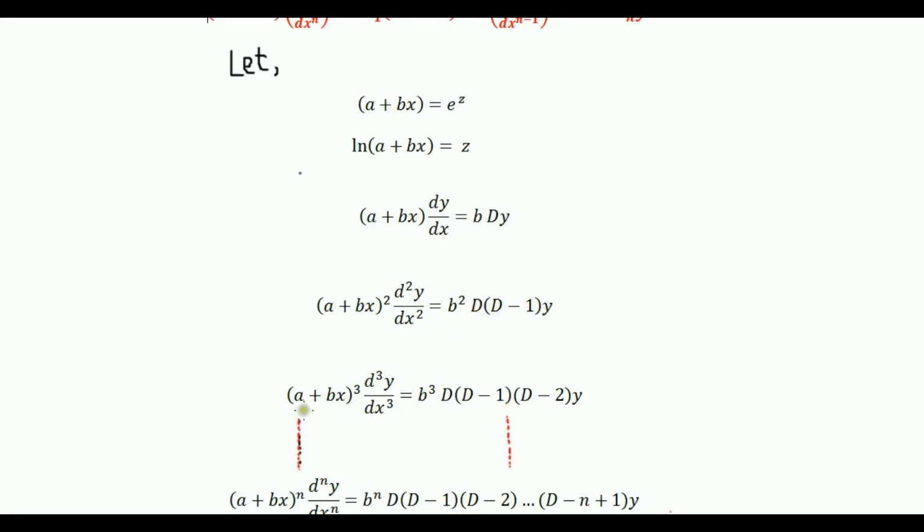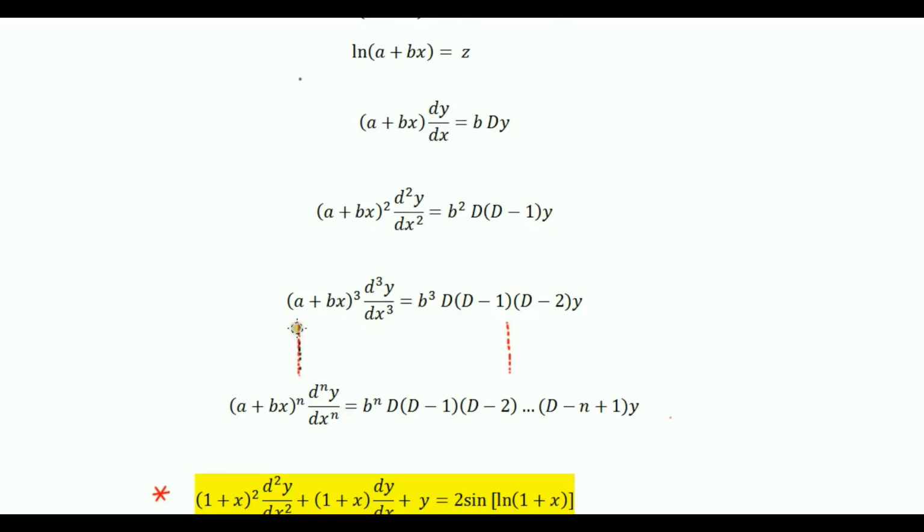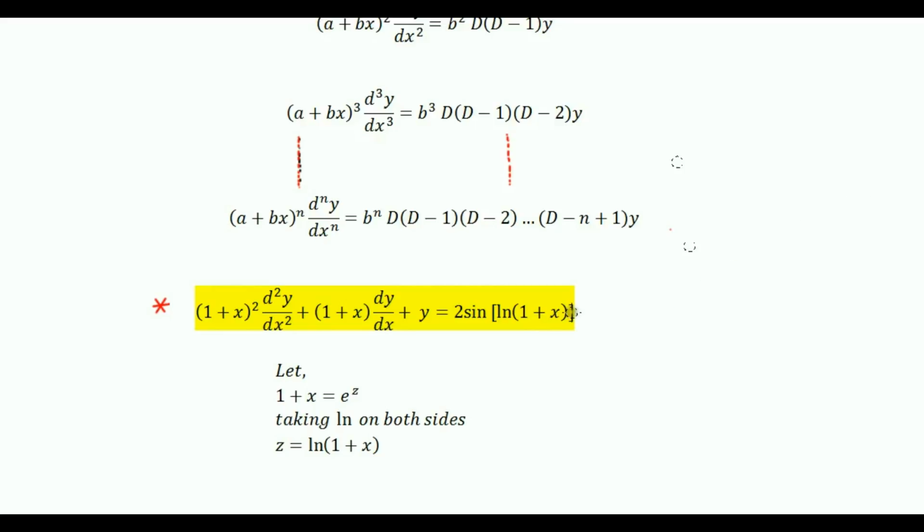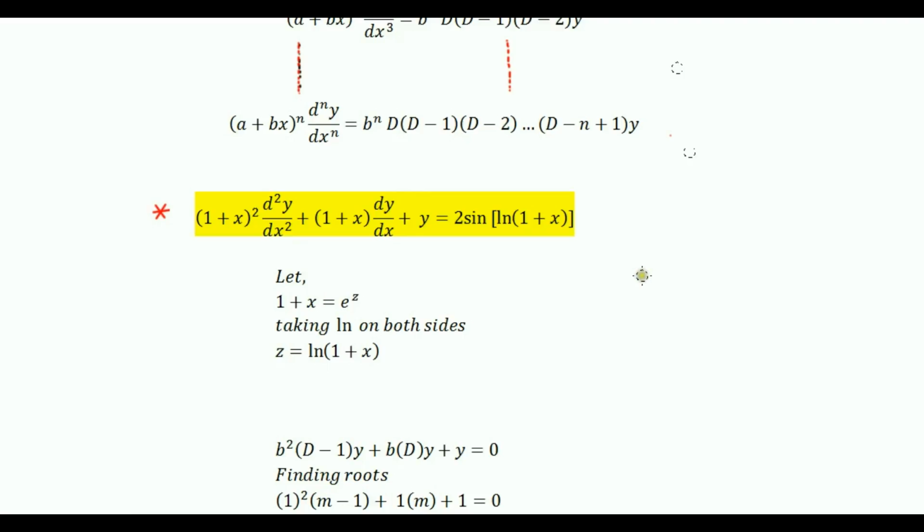And for cube, (a plus bx) cube d cube y upon dx cube is equal to b cube D(D minus 1)(D minus 2) y. And similarly, (a plus bx) to the power n d n y upon dx n is equal to b n D(D minus 1)(D minus 2) up to (D minus n plus 1) y. Okay, now I'm going to show you an example of how to solve Legendre differential equation.